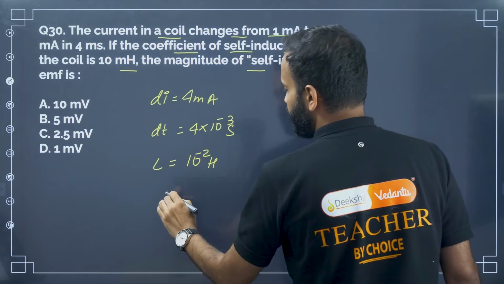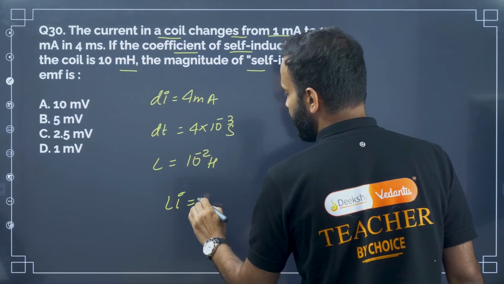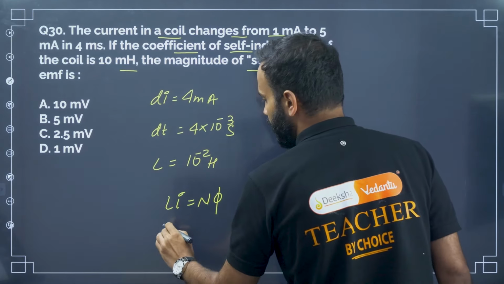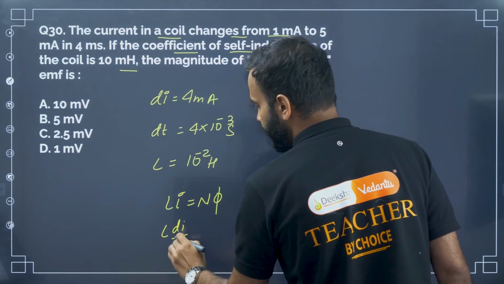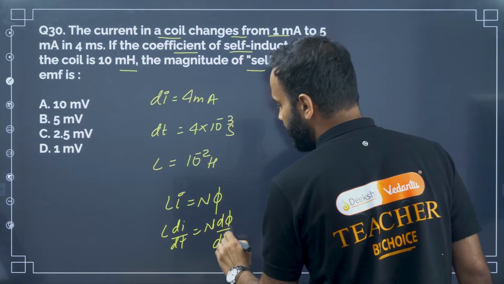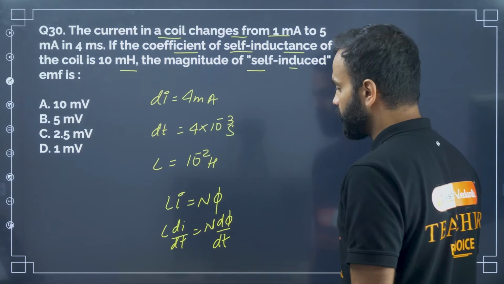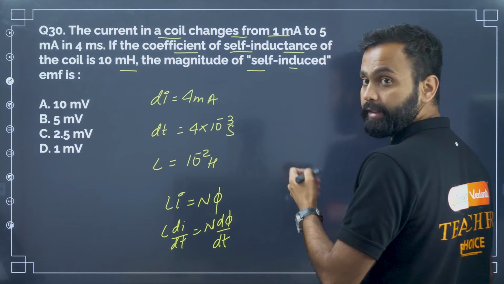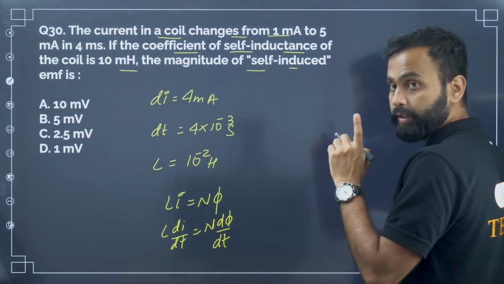Simple one, right? We know that L into I equal to N into phi, right? So now differentiate both sides with respect to t. Now L into dI by dt is equal to N into d phi by dt. So what is N into d phi by dt? Rate of change of magnetic flux, right? So rate of change of magnetic flux is E, isn't it? That is the self-induced EMF in the coil.